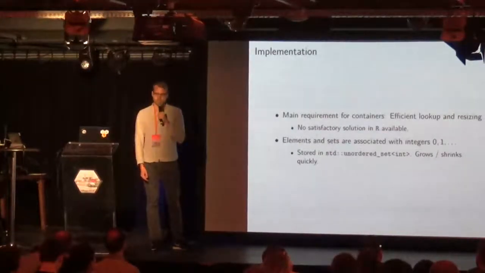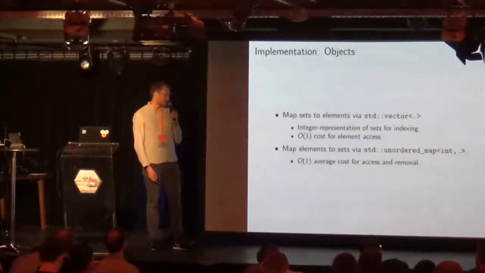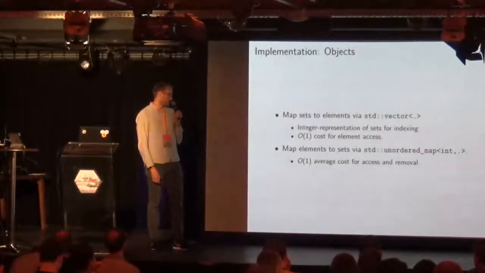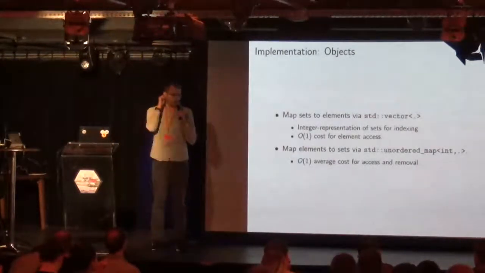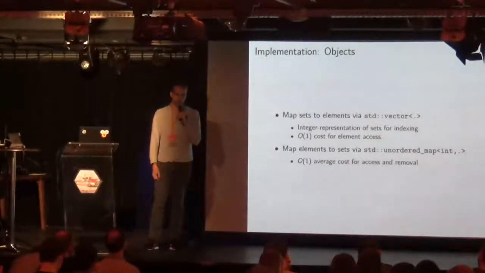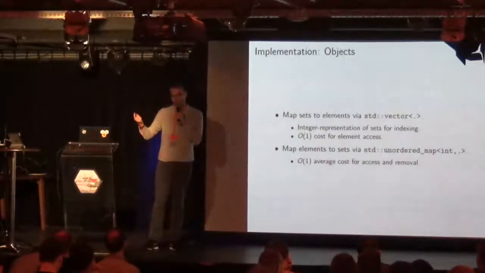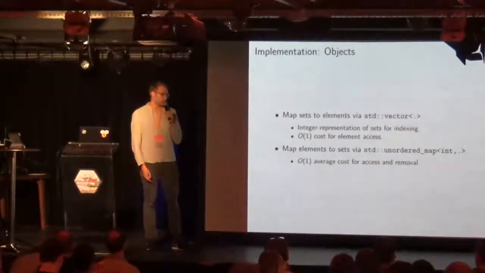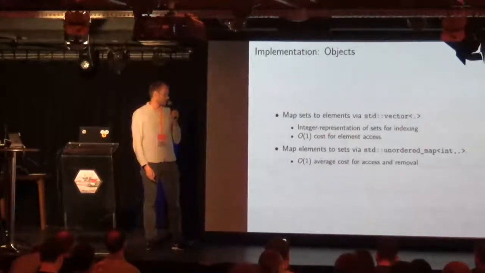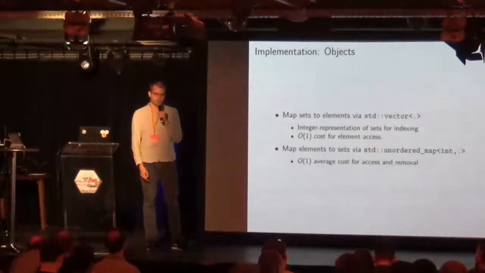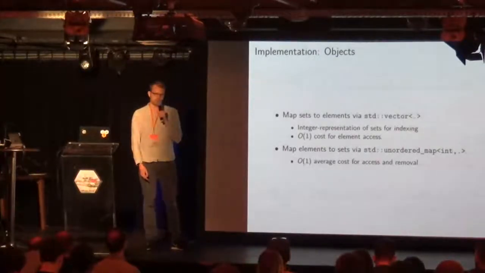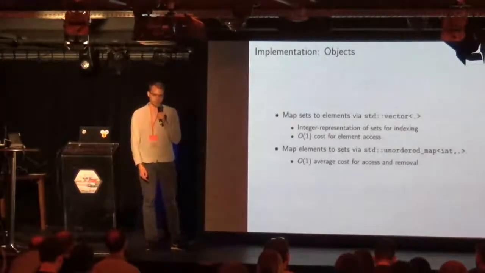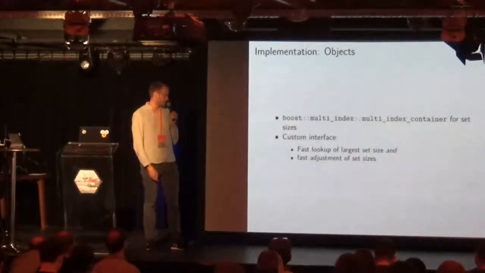The actual elements and sets can be of arbitrary types. These are represented as integers, and the set can be pretty naturally represented as a set from the STL. You need to map the elements to the sets and the sets to the elements. They are both pretty natural representations in C++11 for this. Basically, you can just use std::vector and then std::unordered_map, and you get constant time, or average constant time, for lookup and removal of elements.